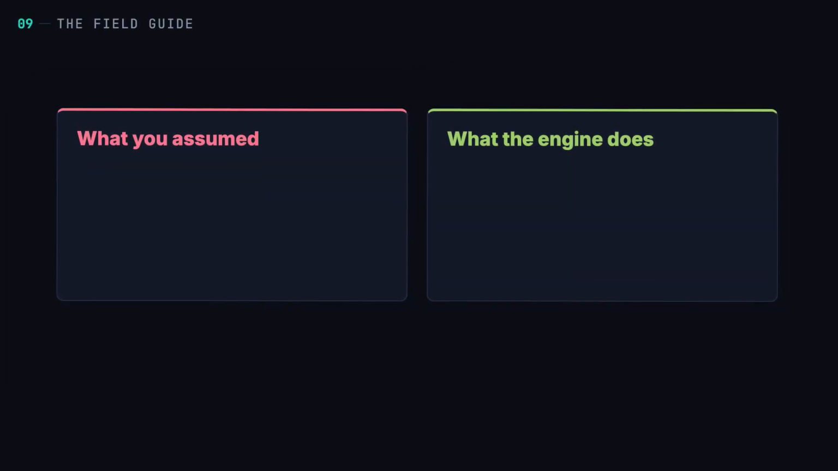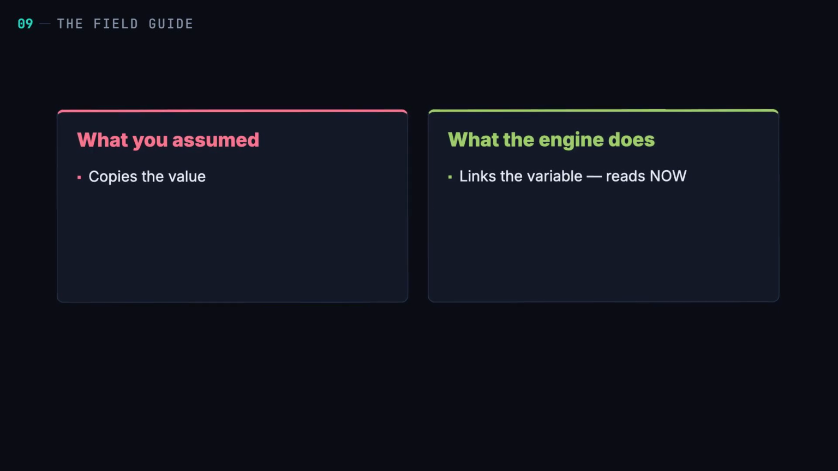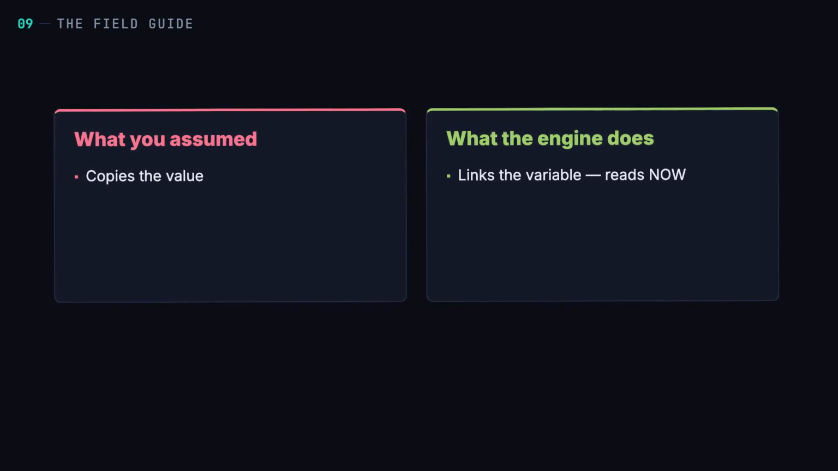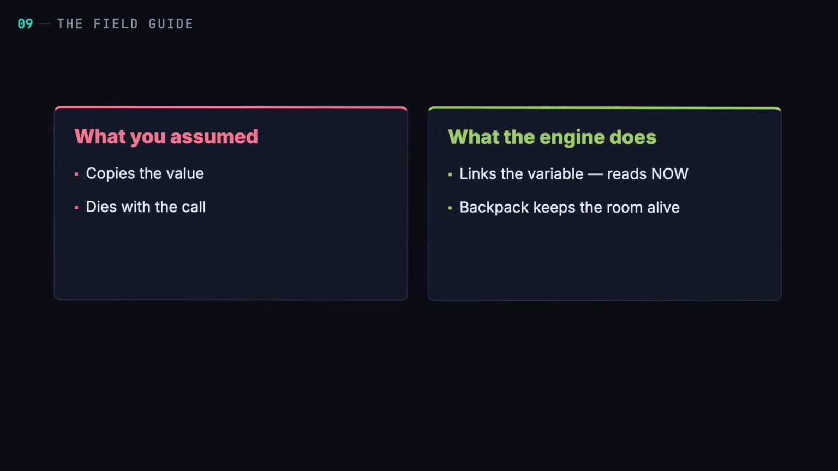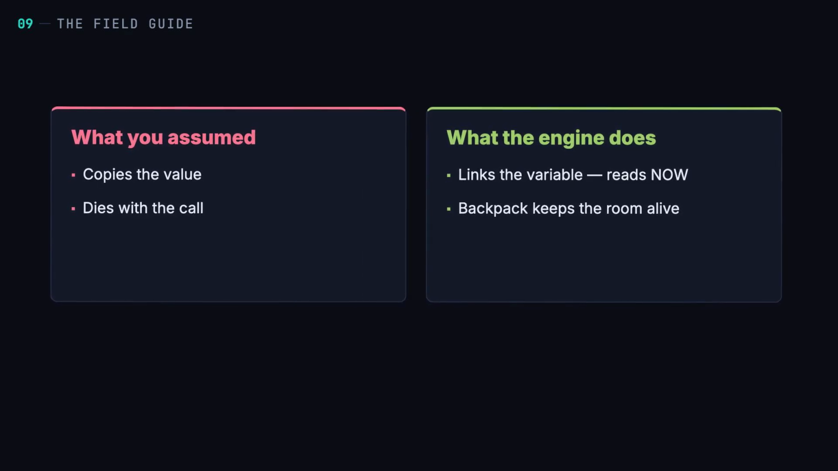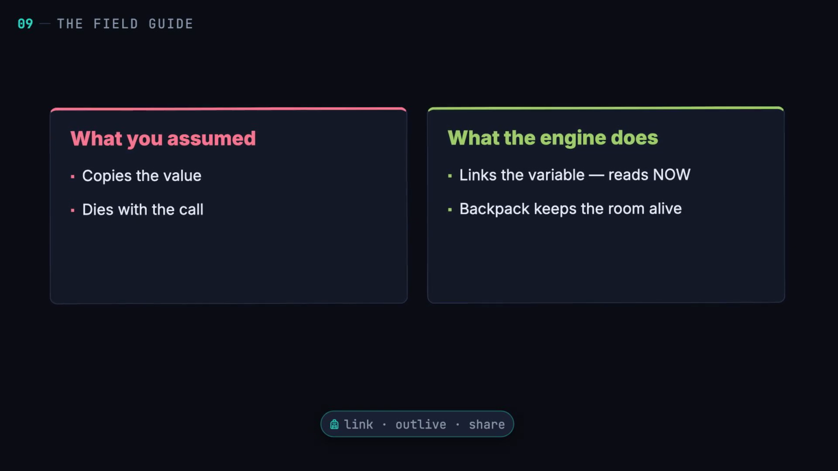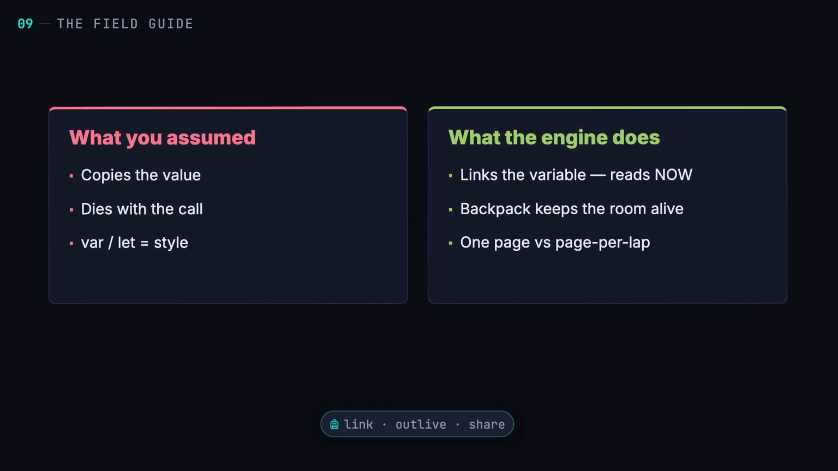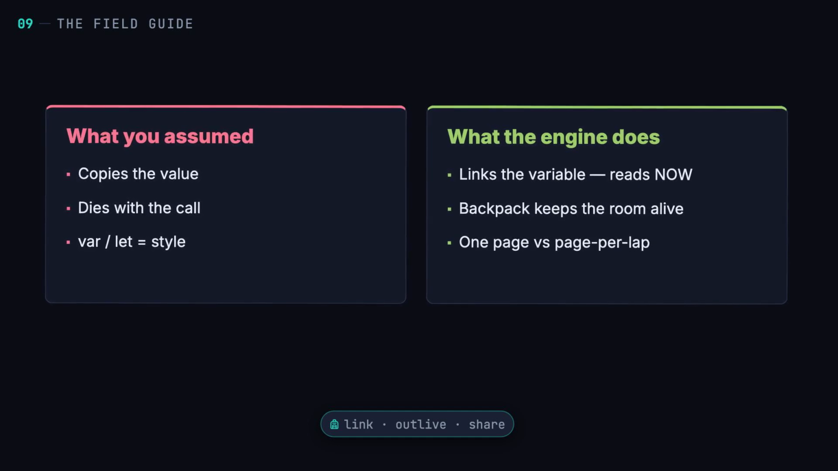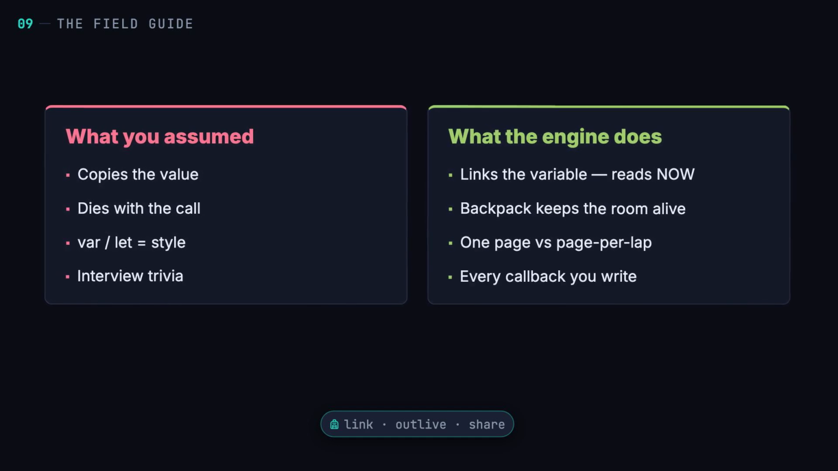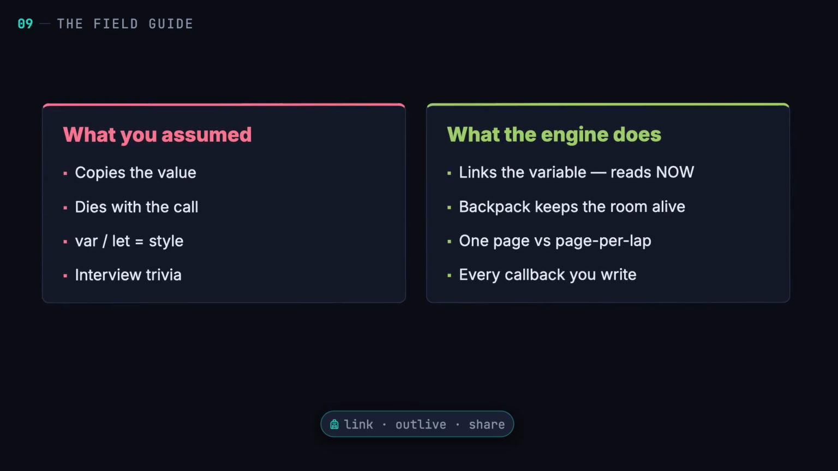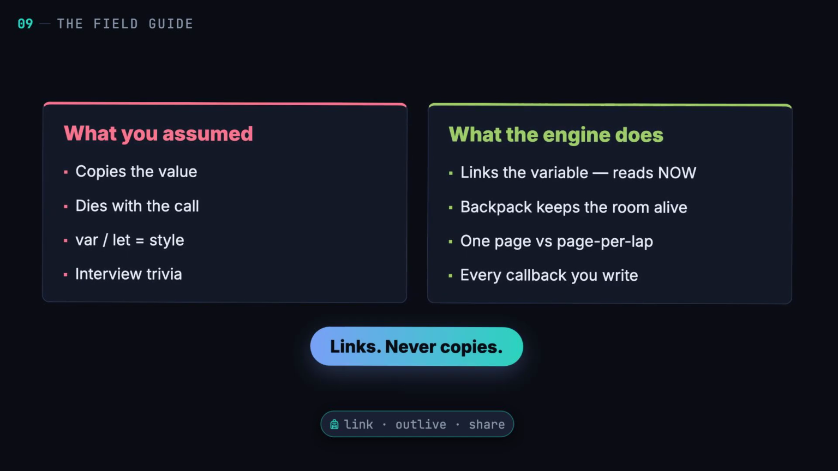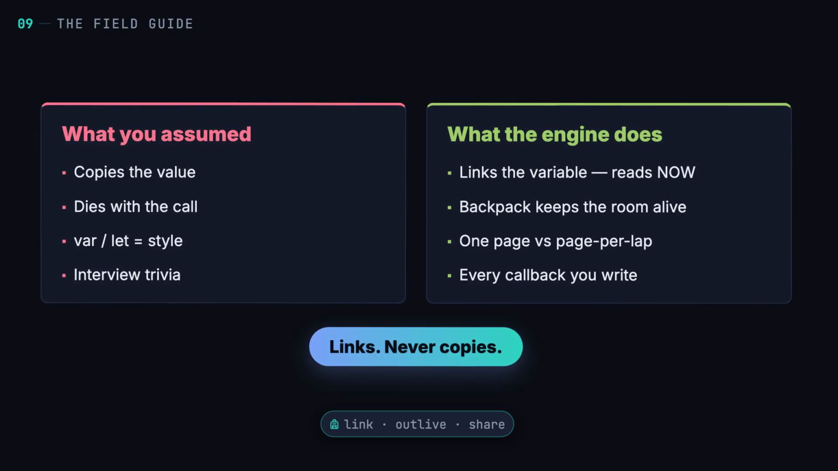Your field guide. You assumed closures copy values. They link variables, read at call time. You assumed the room dies with the function call. A backpack keeps it alive. You assumed var versus let is style. It is one shared page versus a page per lap. And you assumed closures are trivia. They are every callback, every handler, every hook you write today.